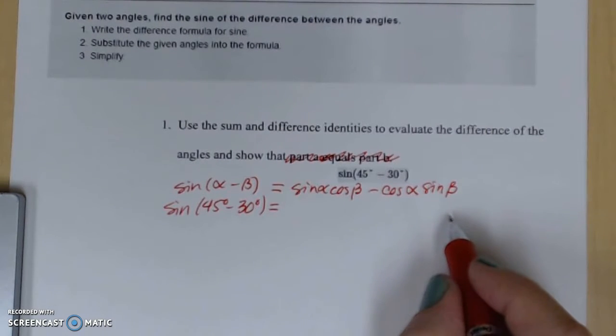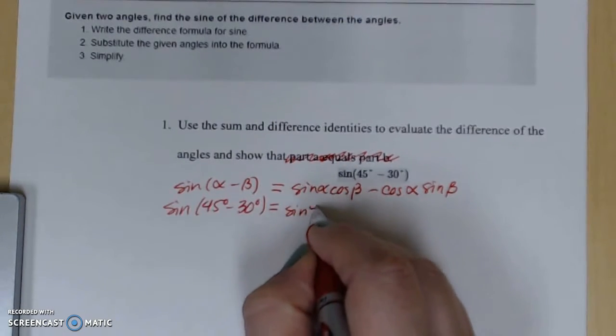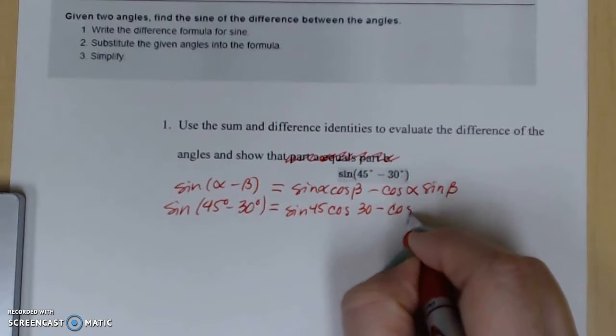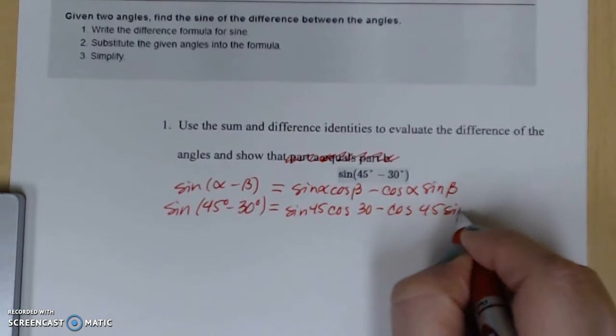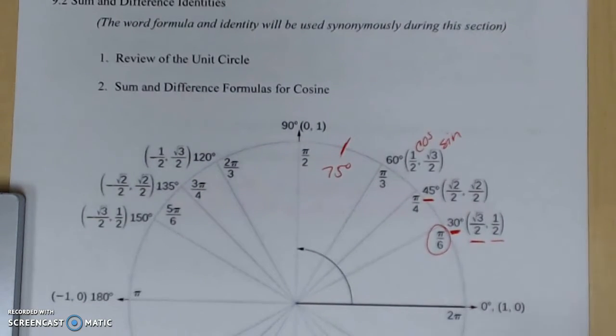I'm going to plug in those accordingly. So let's see, here's my alpha, here's my beta. So I'm going to say sine of 45 cosine of 30 minus cosine of 45 sine of 30. And again, I'm going all the way back to my unit circle, pulling it up from the very first page of our notes. We're looking at 45 and 30, just like we were in the beginning, the example right above this.